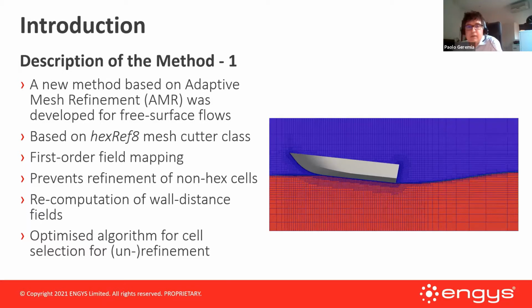So this means that AMR can be run on any kind of mesh. So it automatically excludes all the cells which cannot be refined, of course. It performs a recomputation of wall distance fields as required by the turbulence models, and it provides also an optimized algorithm for cell selection for the unrefinement in order to prevent successive refinement and unrefinement of the same cell. So it's optimized in this sense.